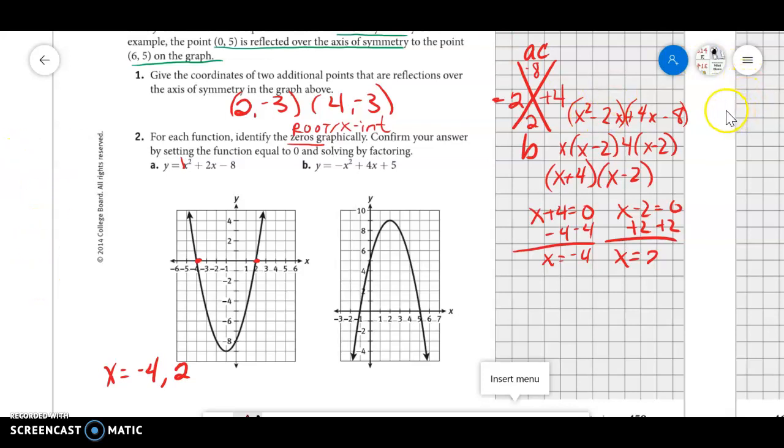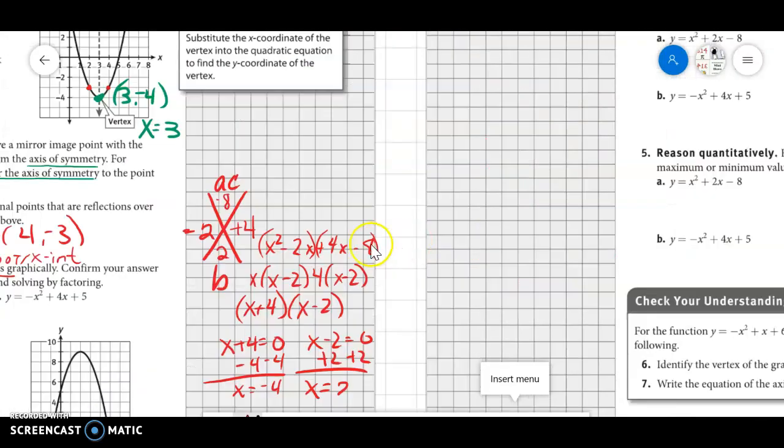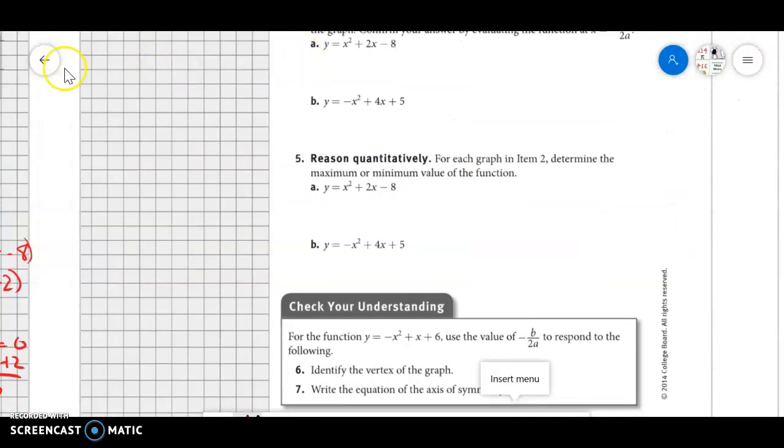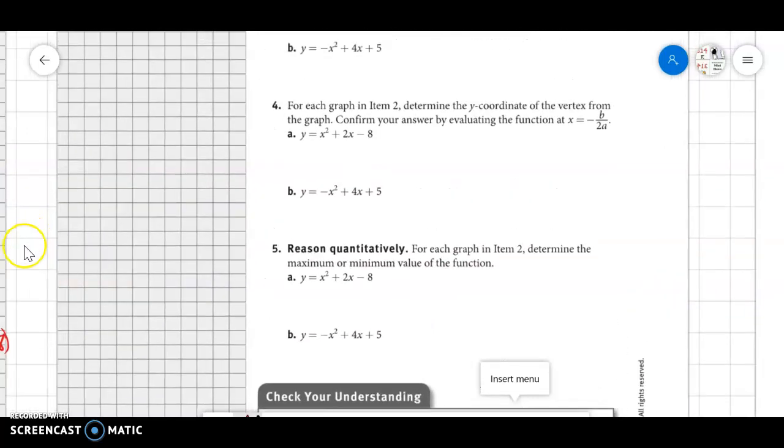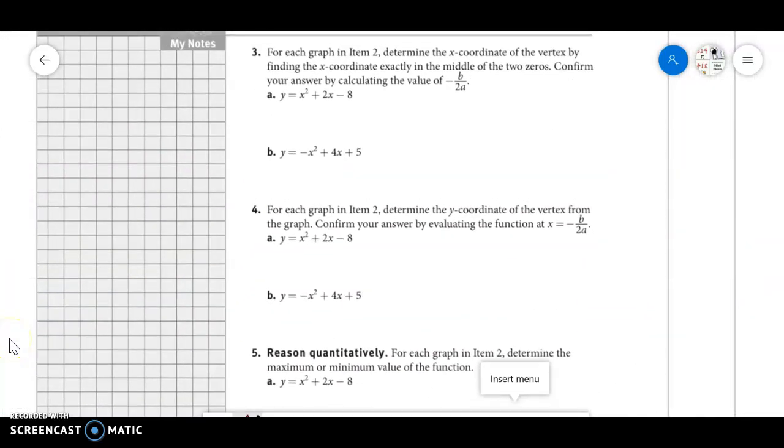If we look at this next example, for each graph in number 2, determine the x-coordinate of the vertex by finding the x-coordinate exactly in the middle of the two zeros, and confirm by calculating negative b over 2a. We're actually going to do negative b over 2a first on the one that we just factored.